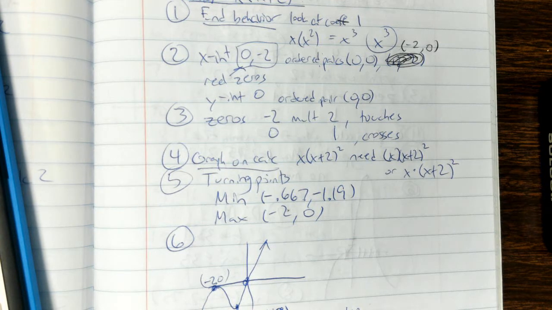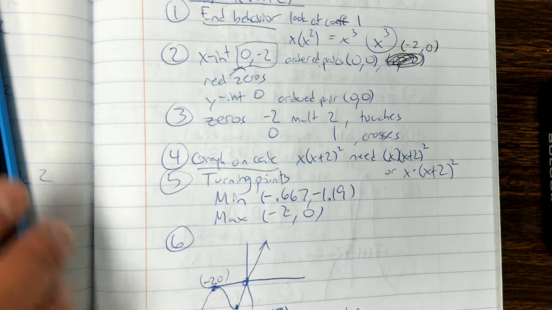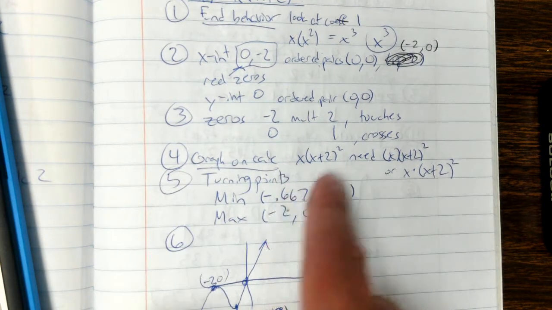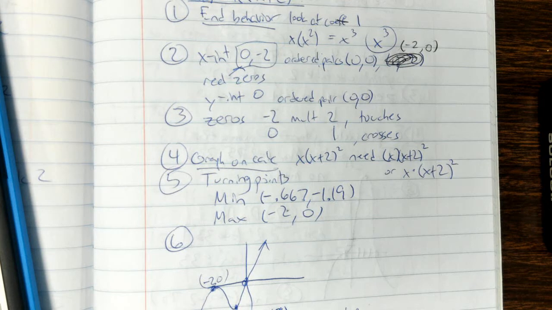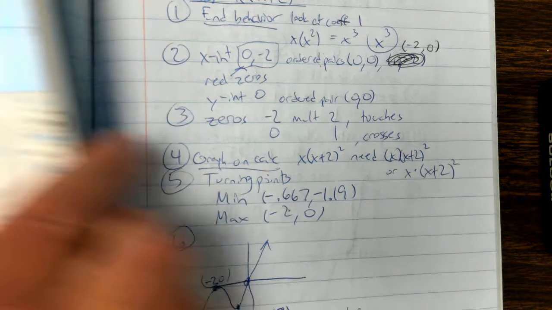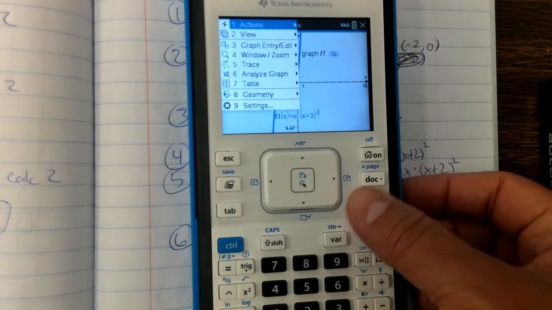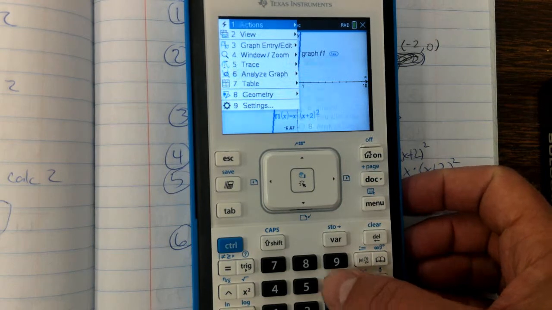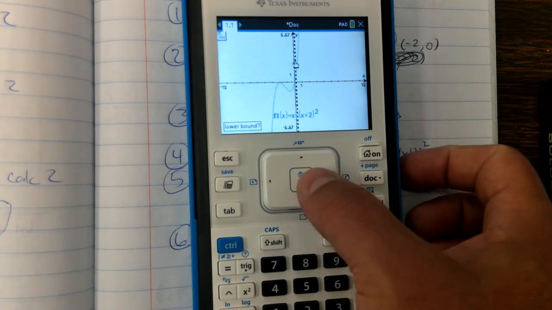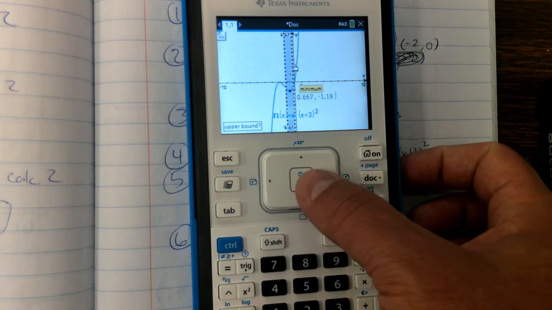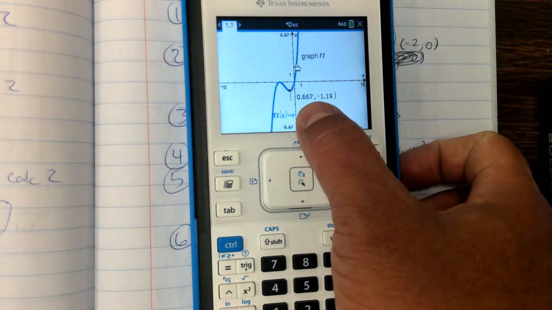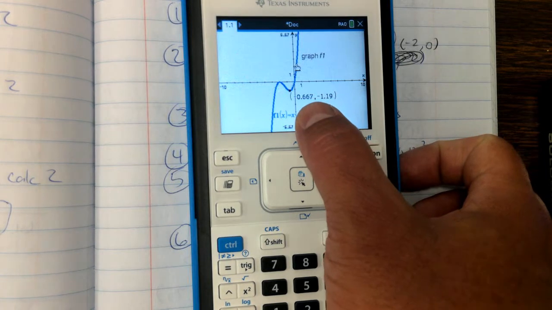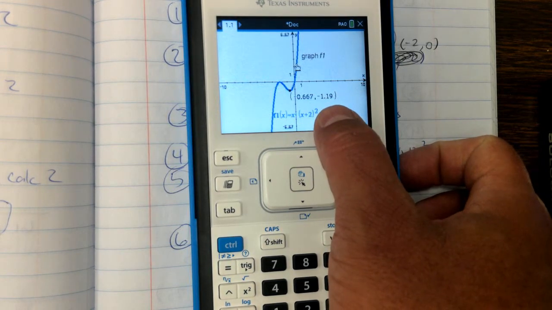Any questions on the first three? Okay. Number 4, it says graph it. I just graphed it on the calculator, so you don't really have to write anything except for graph on the calculator. The next thing is it wanted the turning points. So that's where you do your maximums and minimums. So remember, you go menu, analyze, between here and here is negative 0.667, like negative 2/3 with negative 1.19.